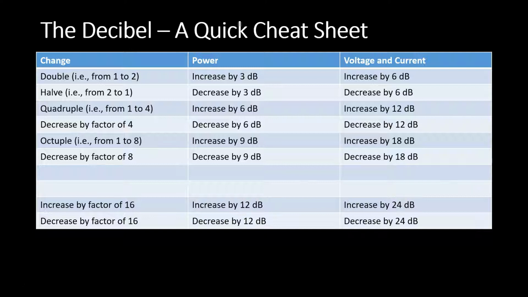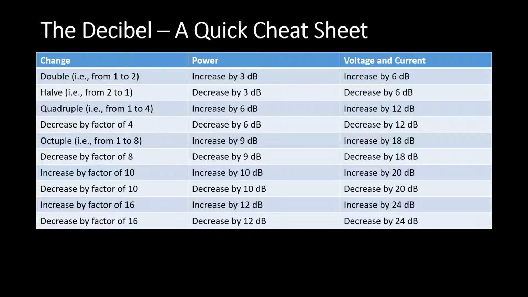Now notice I skipped one section in between because there's one other number that is of importance if you're just trying to remember the technique here without having to use the equations, and that is a factor of 10. So to increase by a factor of 10 is to increase by 10 decibels. And voltage and current obviously would have that doubled.